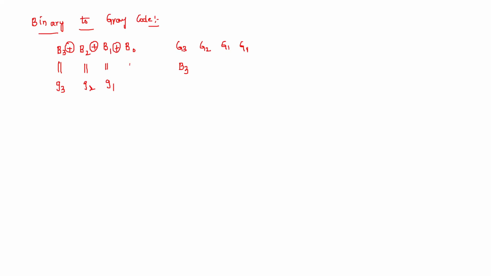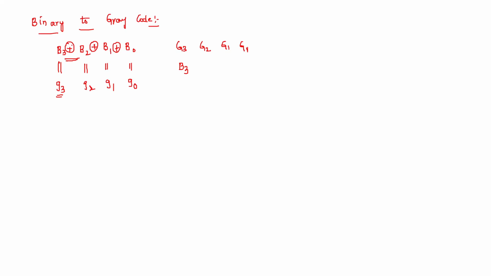B1 and B0 do the exclusive OR operation, and then we will get G0. Whatever the B3 is, we can write it as is in G3, so that is the gray code number. And this exclusive OR operation we are doing between B3 and B2.